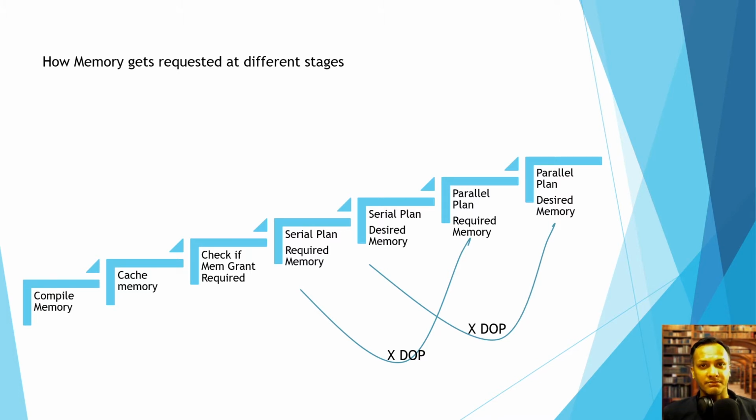But when it comes to parallel plans, what SQL Server basically does is it takes the serial required memory and just multiplies it with the degree of parallelism. And it takes the serial desired memory and multiplies it with the degree of parallelism, as you can see here.